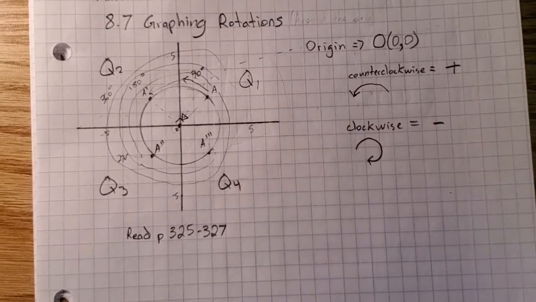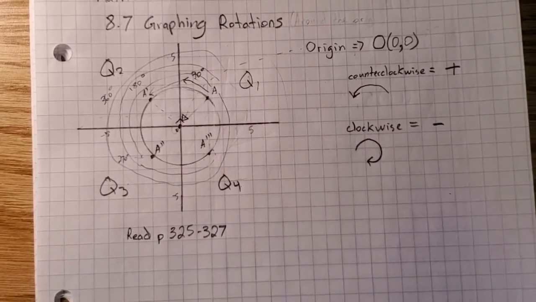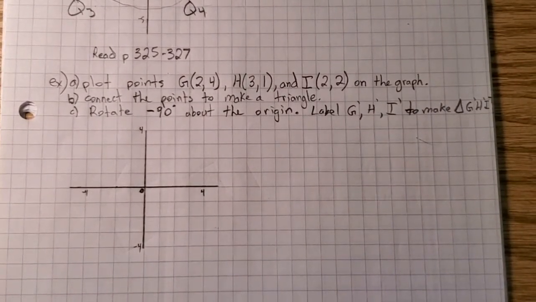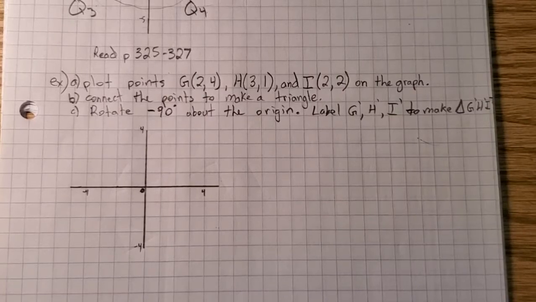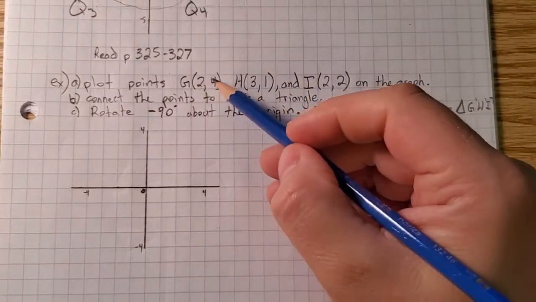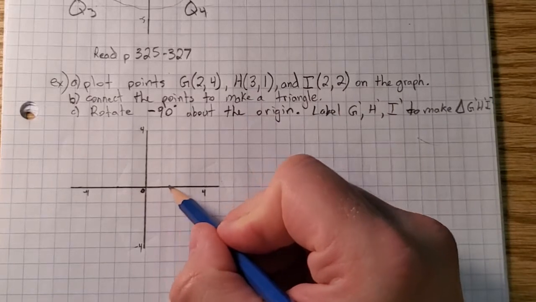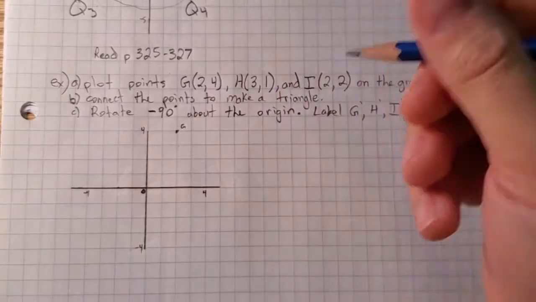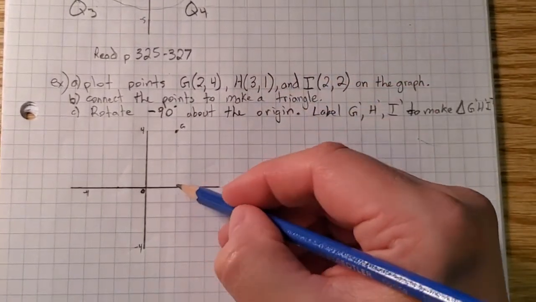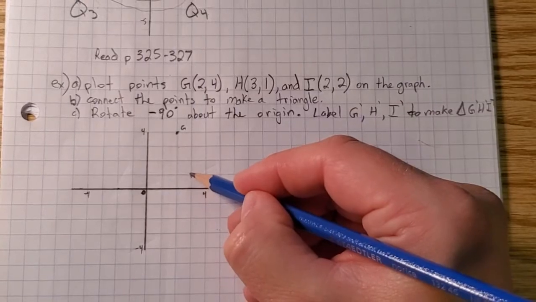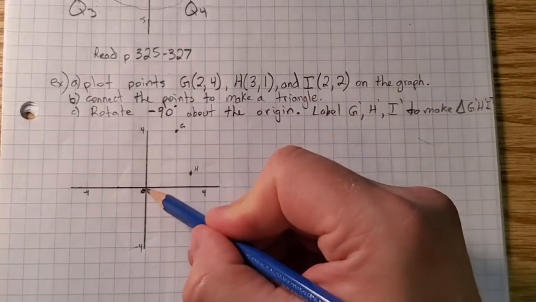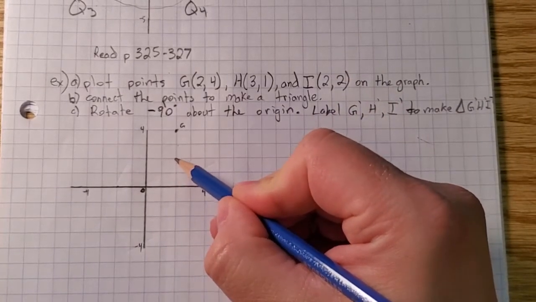But we're going to do a couple examples, because I think doing examples is the best way to figure this out. All right, here's an example. It says A, plot points G (2, 4), H (3, 1), and I (2, 2) on the graph. So that just means put them on the graph. So G is going to be 2, 4, 2 to the right, and 1, 2, 3, 4. That would be point G. H is 3 and 1. So 1, 2, 3, and 1. And I is 2, 2. So 1, 2, 1, 2.